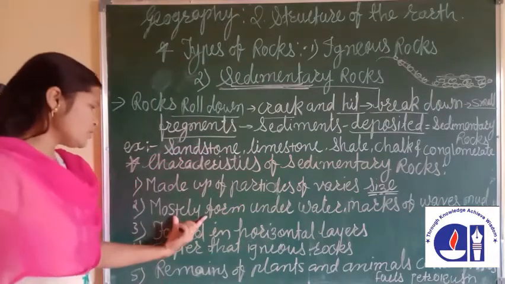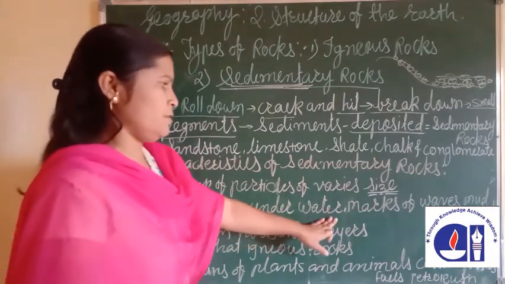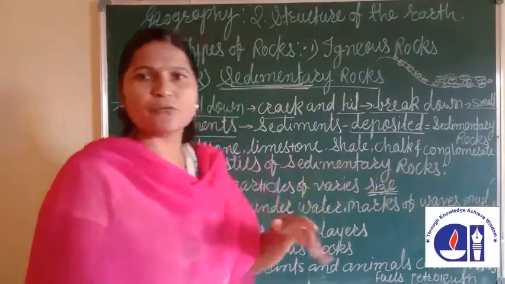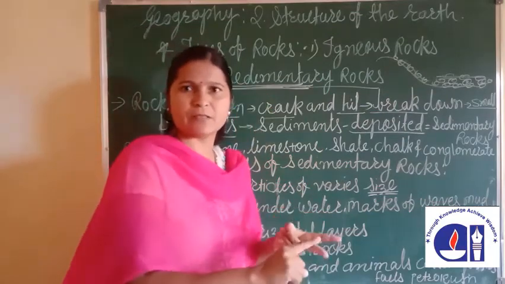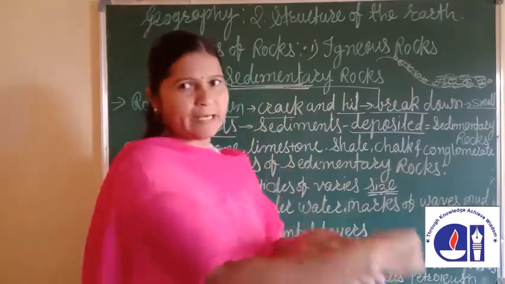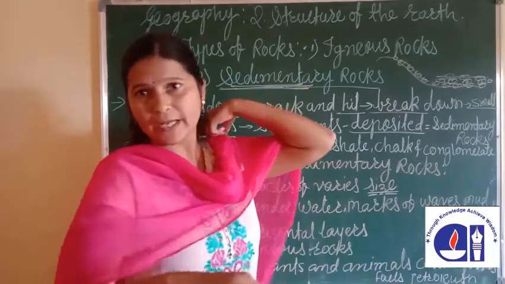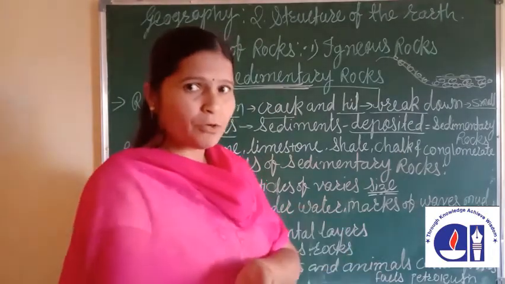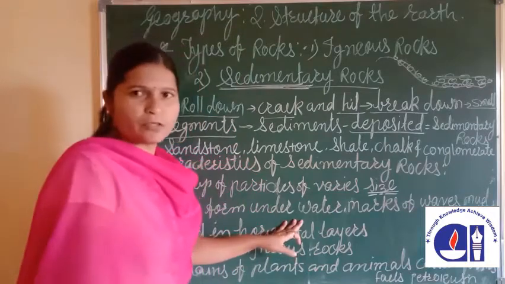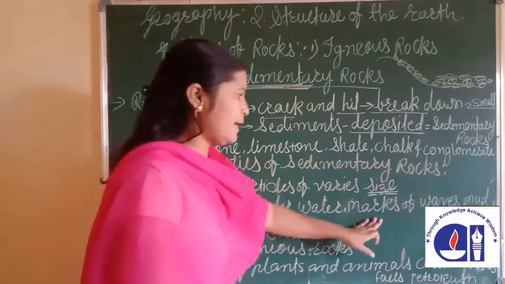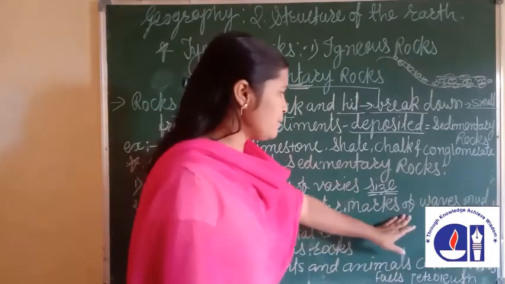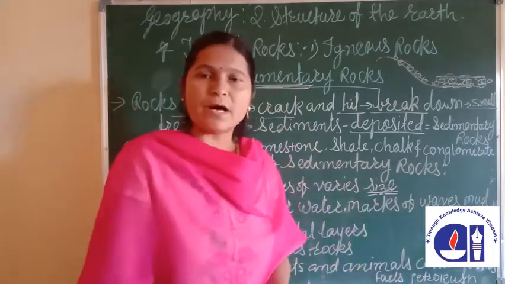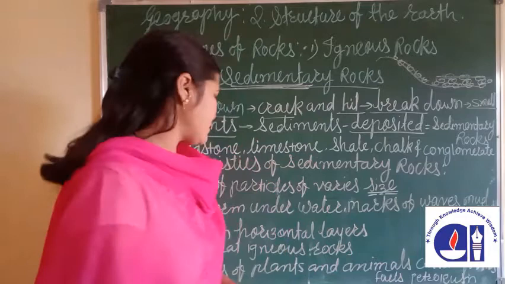Next, these rocks mostly form under the water. Sedimentary rocks form under the water. Why? Because with the water, with the wind, all these fragments, all these sediments are carried away with the water and deposited in a low-lying area, on the surface of the water or below the water. So these rocks form under the water, and on them there are some marks of waves as well as mud cracks.